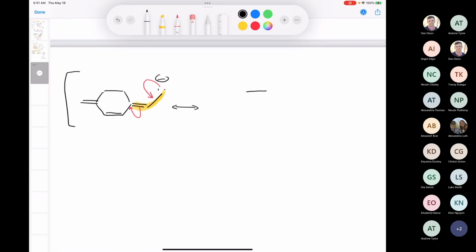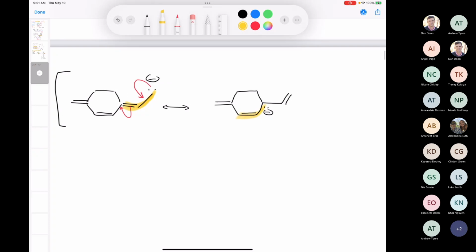I'm going to redraw the 6-membered ring. I like to start by drawing the things that are unaffected. So this double bond and this double bond didn't do anything. Now we're going to have a new double bond right here, and we have a pair of electrons here. So we put our negative charge here. There's our carbanion. And you can see that now we have a new allylic lone pair.